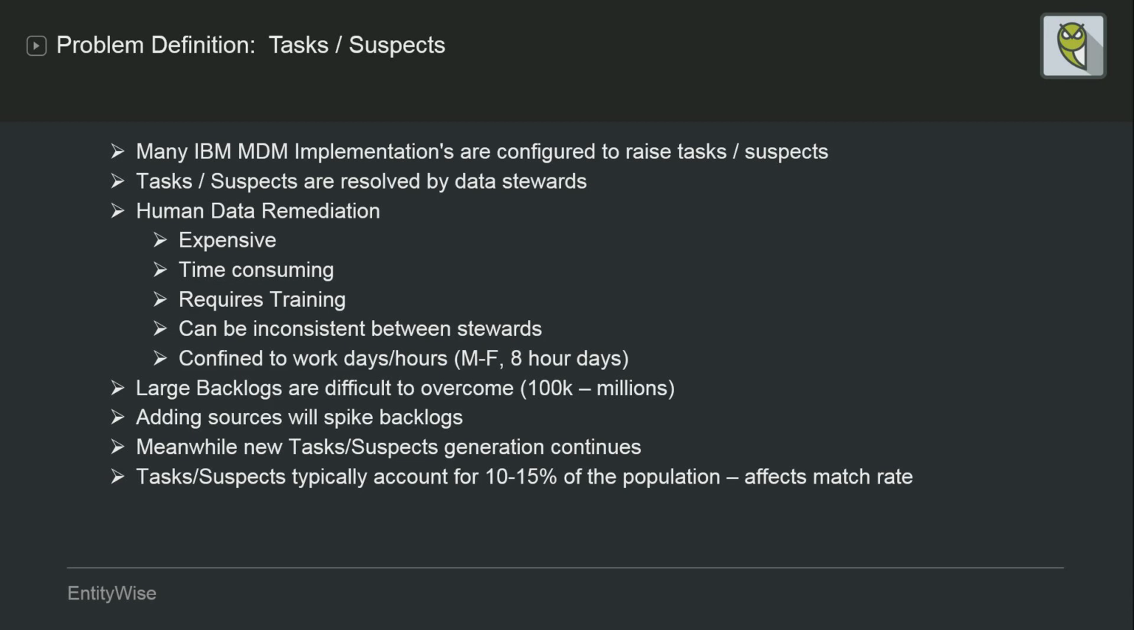And human data stewards are confined to an 8-to-5 work week. Large backlogs of tasks are a fairly common occurrence, and they typically happen after an implementation or when additional sources are added. This makes it hard to overcome by the team, and in many cases they are left as a backlog for years. Some of the clients we engage haven't touched their backlog since it was implemented. And this affects the overall match rate. It's typical that tasks and suspects comprise 10 to 15% of a population, and a task or a suspect is really just an unresolved potential match.